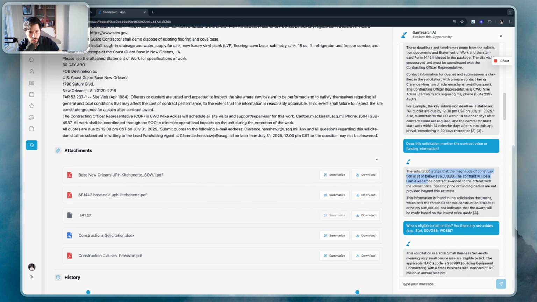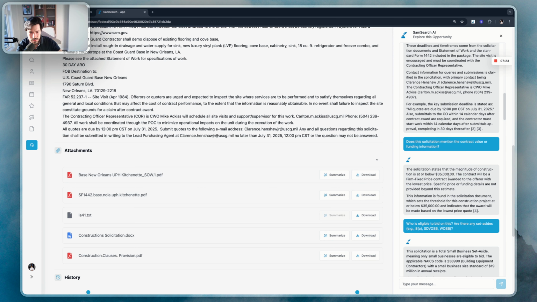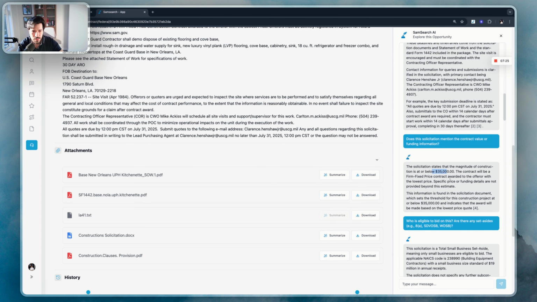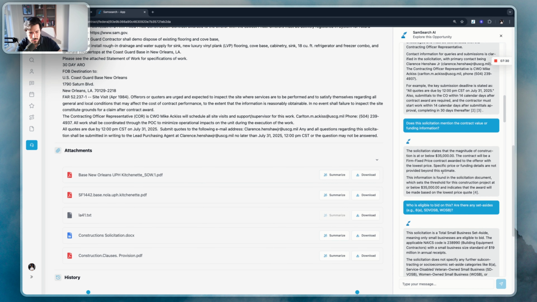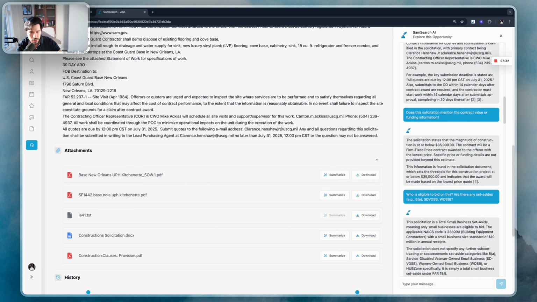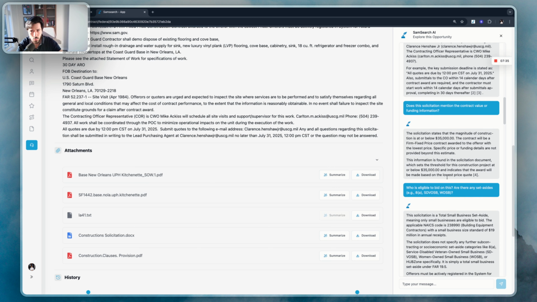What the AI told me, and this is referenced from this specific document, SF1442, is that they are looking for magnitude of construction at or below $35,000, and that it will be a firm fixed price contract awarded to the offeror with the lowest price. So what we are competing on is the lowest price, and they are willing to spend at maximum this much money. It has to be less than $35,000. There's not a lot of information, so specific price or funding details are not provided, but we know the max that they are willing to spend on this.